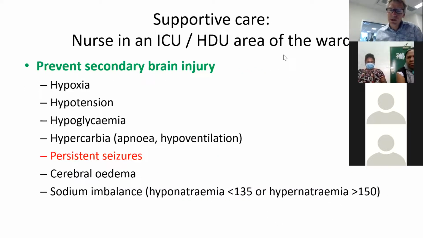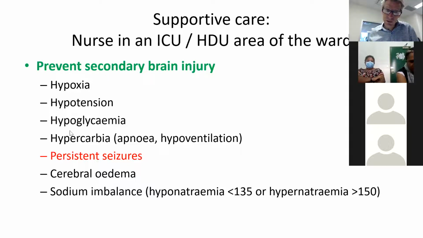So our job, as I said, is to prevent secondary brain injury. One of the causes of secondary brain injury is persistent seizures. I think this is actually one of the reasons why we see a lot of children deteriorating. It's not just because of the seizures, but sometimes because of the treatment given for seizures. I'll just explain what I mean.